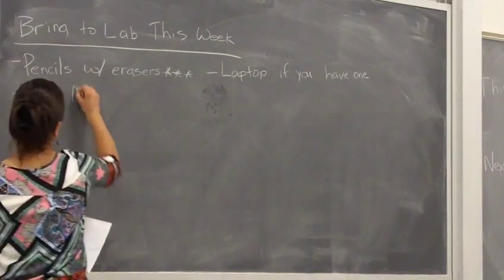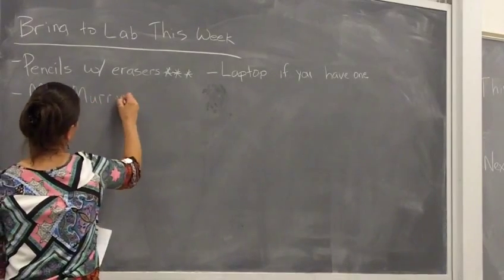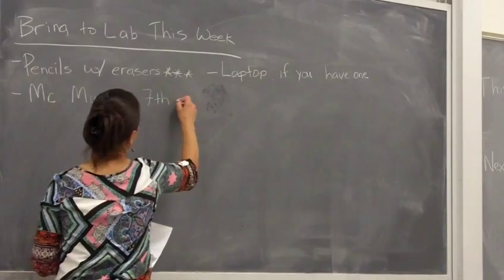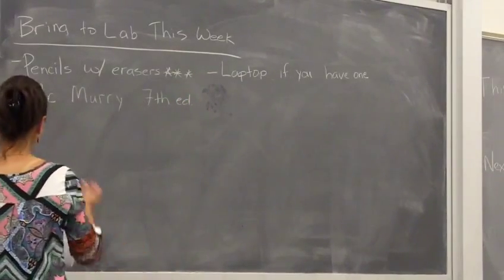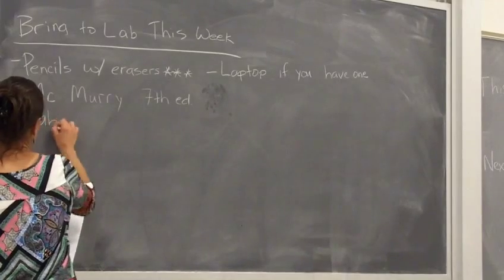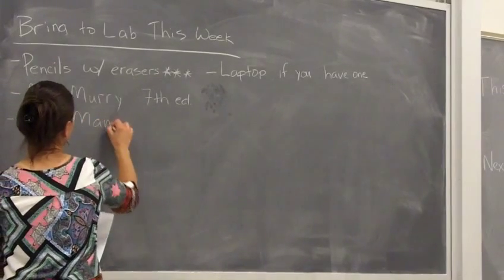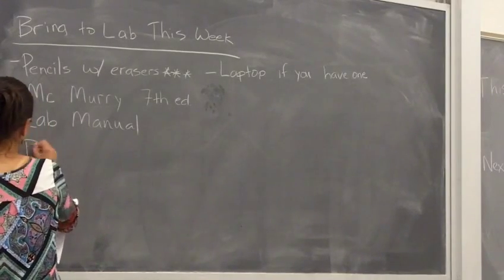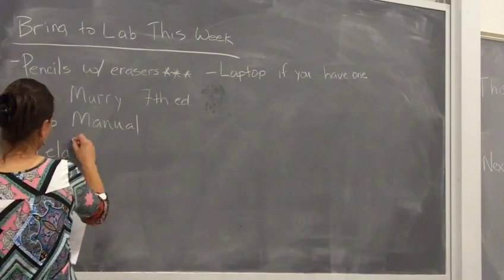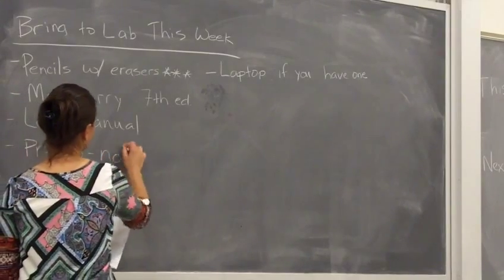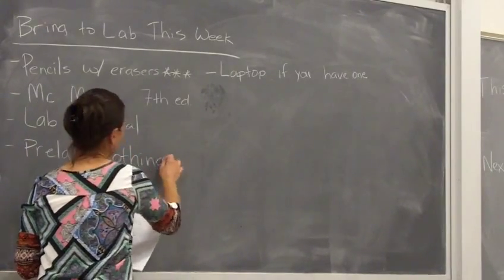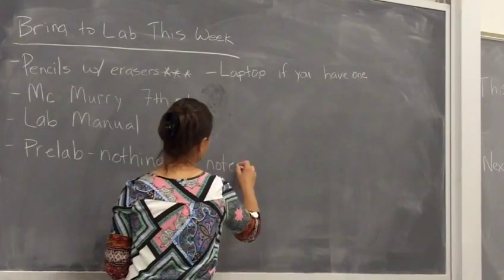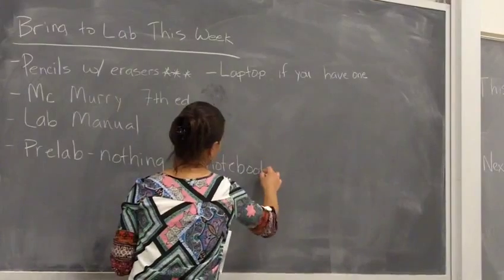You need McMurry. You guys are pretty much the 7th edition. Bring your textbook. Bring your lab manual. That's where all the instructions are, and your answer sheets are. And then the pre-lab, nothing again in your notebook, okay? So you don't have to write anything in your notebook, but do bring loose leaf paper with you. That's probably helpful too if you want scratch paper.